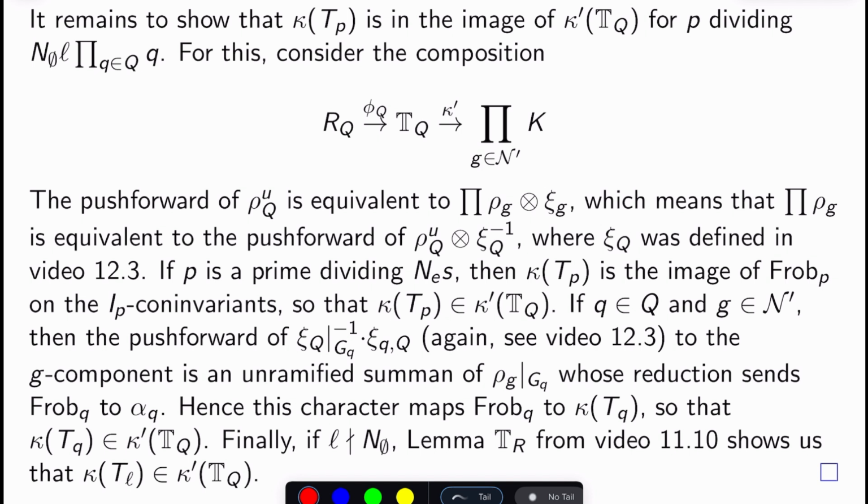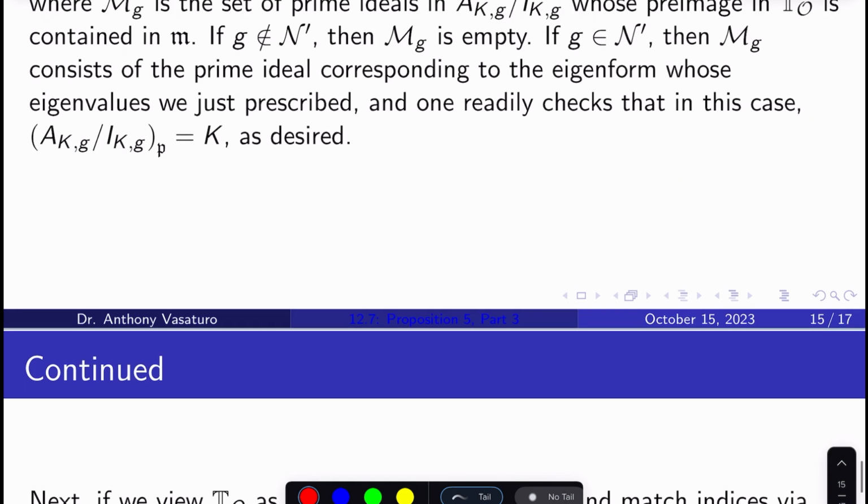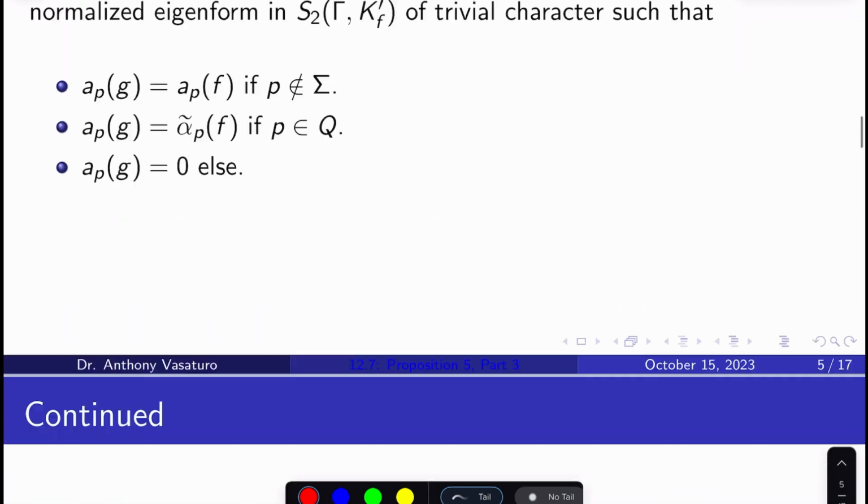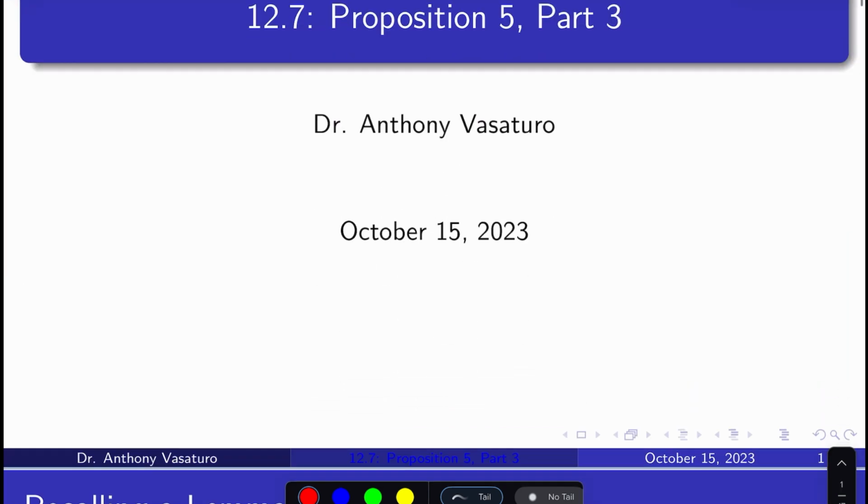That was probably the single hardest part of this chapter. I think I have one more video on 12.5, and then that will finish the proof of the proposition. Let's see, what are we on? Proposition, I forget, is it 5 or 3? Proposition 5. And then I think after the next video, we'll be done with proposition 5, and then we'll be able to finally prove R equals T in the minimal case.